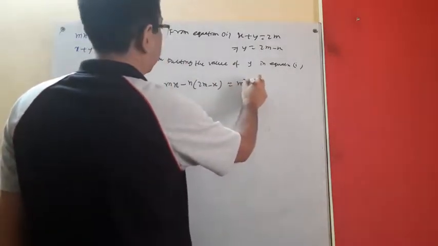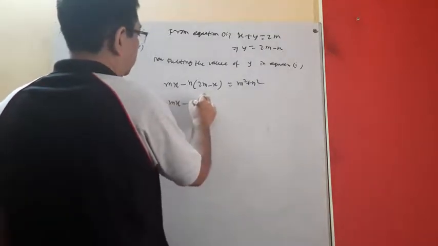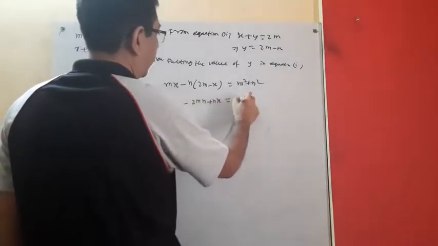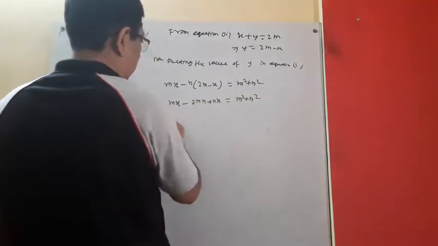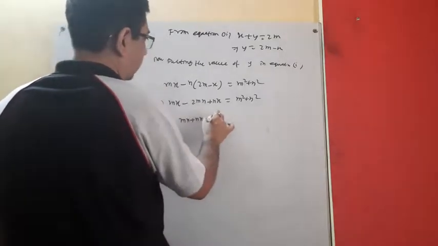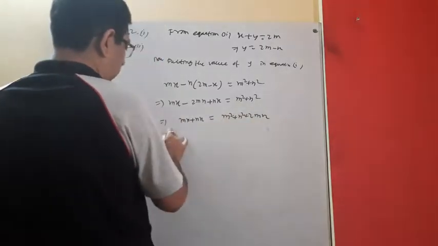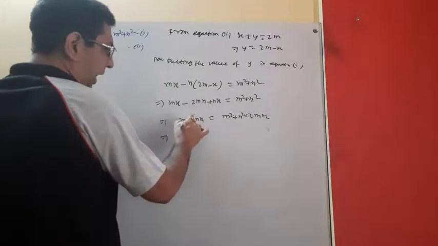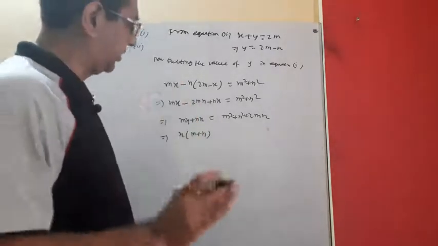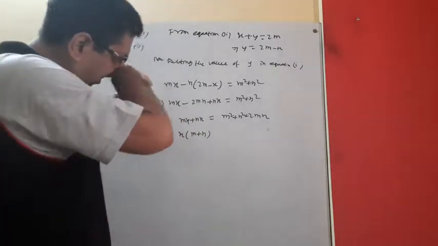Equal to m square plus n square. That means mx minus 2mn plus nx equal to m square plus n square. Or you can write mx plus nx equal to m square plus n square plus 2mn. So taking common x, we get m plus n, because we have to find the value of x. So look, x into this form, so this will go, and that side we can find the value of x.